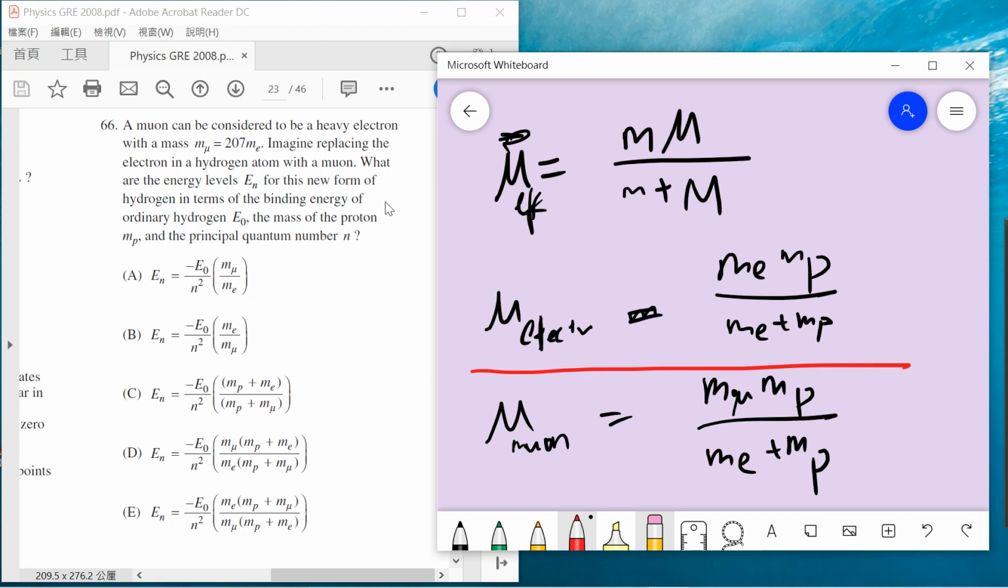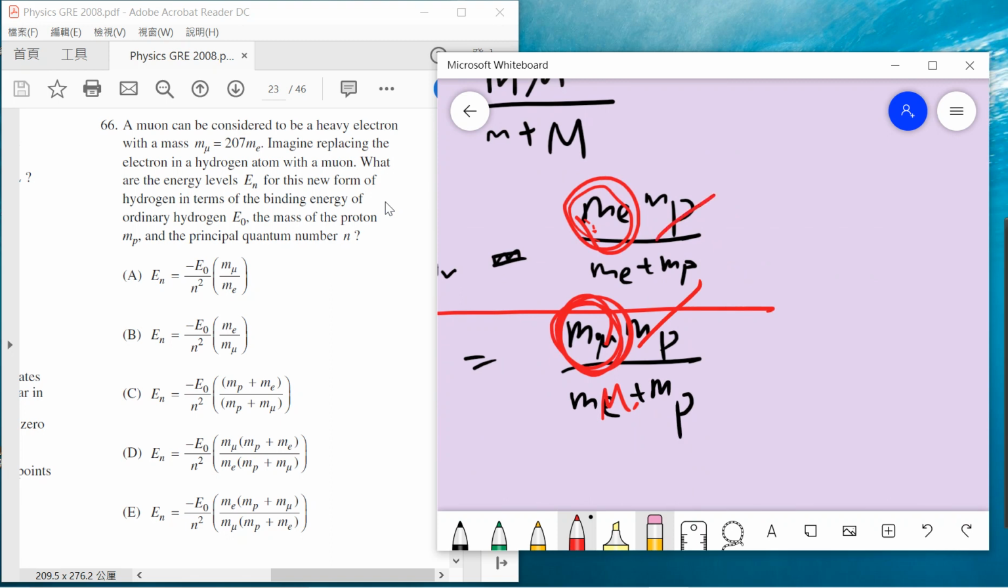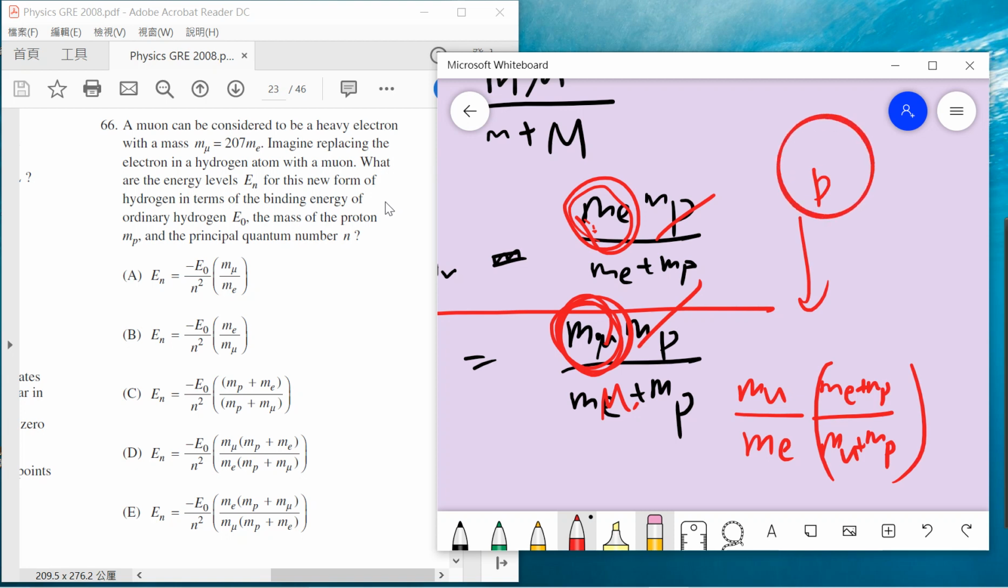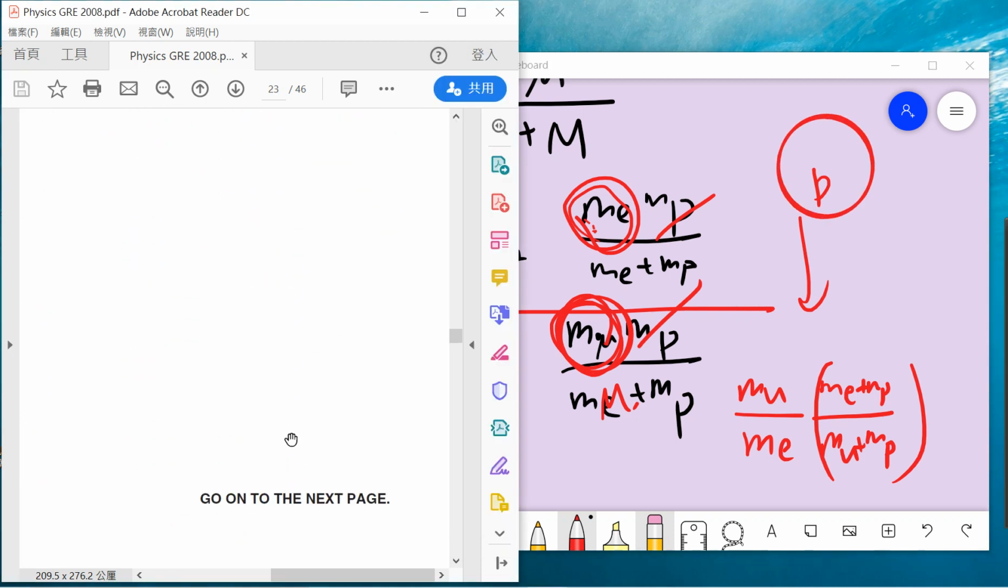So which one is their ratio? The muon divided by electron. Right. So mu should be in the numerator, and me should be the denominator. Oh, this is mu. So basically, the mp will cancel. So we have mu over me, mu plus mp, me plus mp. So the answer is D. This is somewhat difficult.